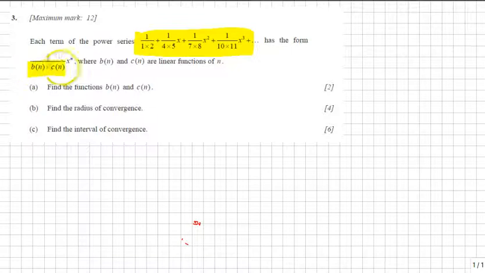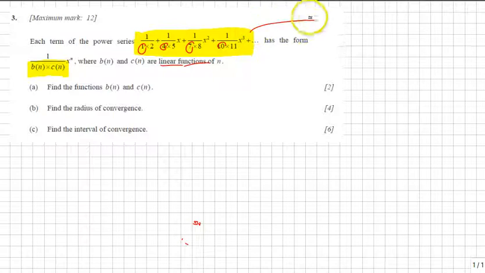They want you to figure out what you're multiplying together in the denominator to get those terms: 1 times 2, 4 times 5, 7 times 8, and so on. So the first part of this problem is find the functions b of n and c of n. In other words, you want to write each of these products as the product of two linear functions. It tells us they're linear functions. Well, that's not too challenging, really.